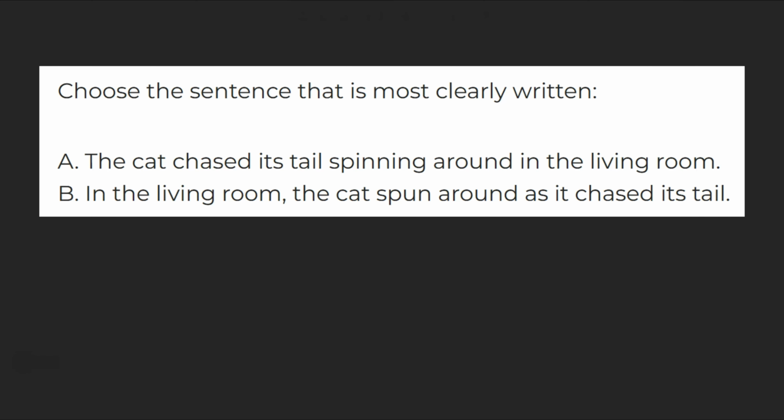Choose the sentence that is most clearly written. When looking for a clearly worded sentence, we'll keep an eye out for proper grammar, logical flow, and modifiers that describe the intended subject accurately. With questions like these, tests will often use misplaced or dangling modifiers to confuse you.